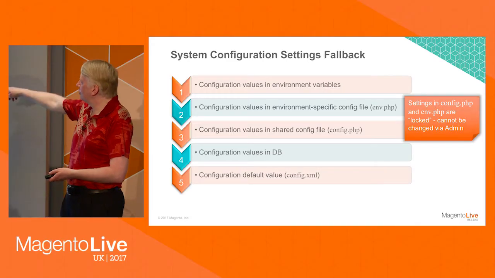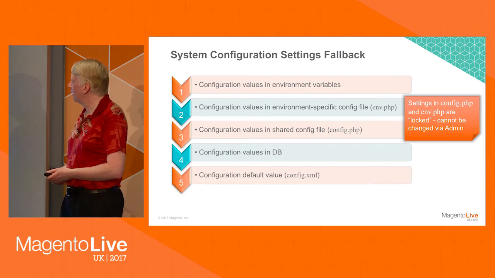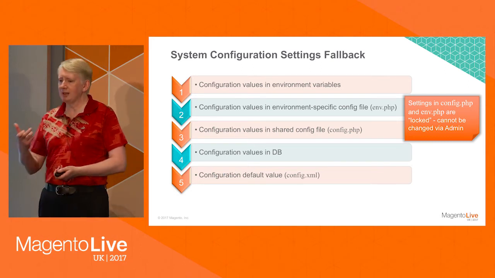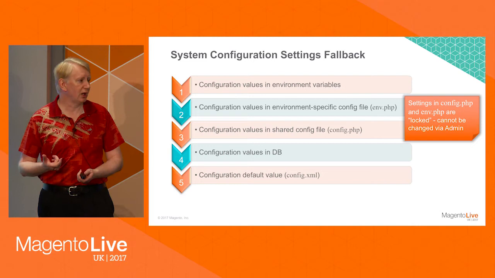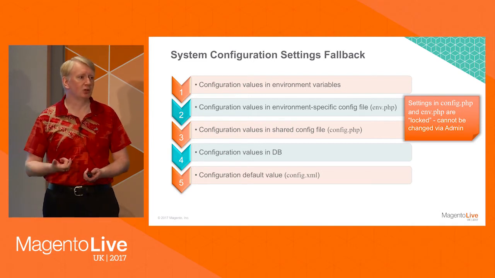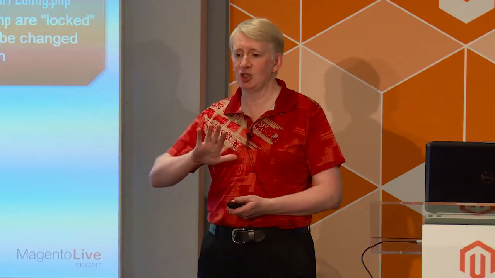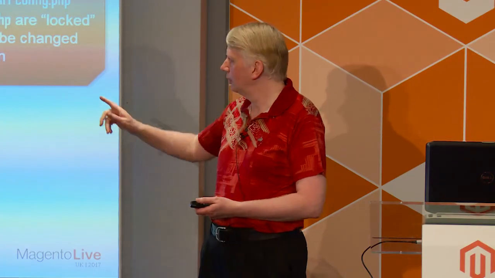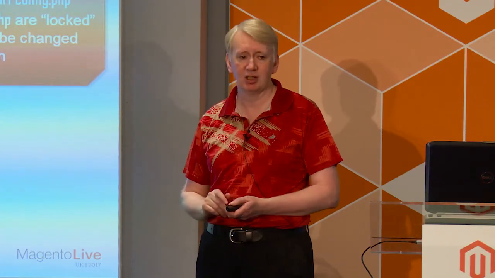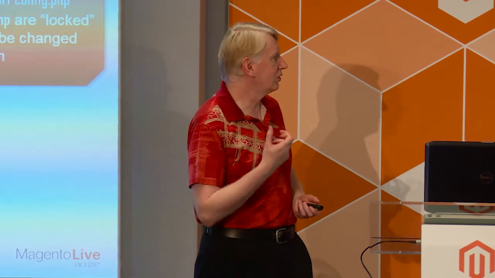So when we actually write the file settings out, one of the changes in 2.2 is that when you write the settings to a config.php or an env.php, we actually mark them as locked. And so if you go into the admin interface, you can't actually change them there when they're in these files.